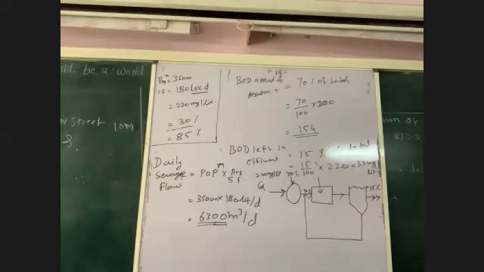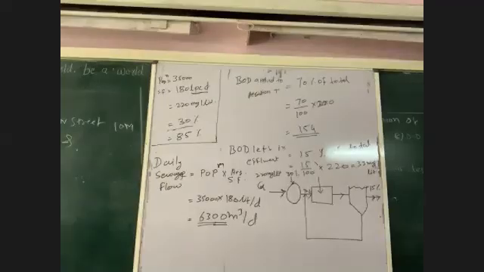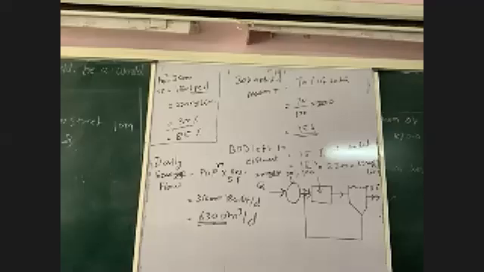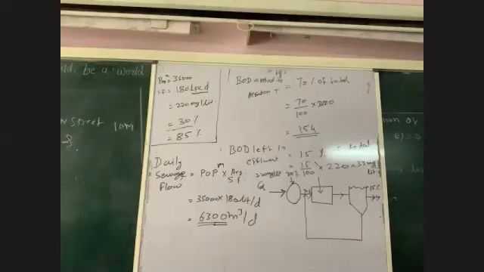154 minus 33. 154 is the BOD applied to the aeration tank, as rightly mentioned here. BOD allowed to remain in the effluent is 33 milligram per liter. So BOD removed in the activated sludge aeration tank is equal to 154 minus 33, which is equal to 121 milligram per liter.